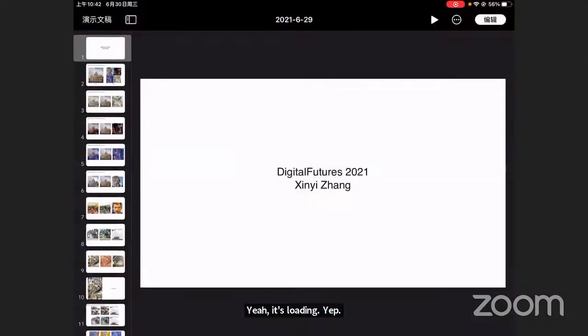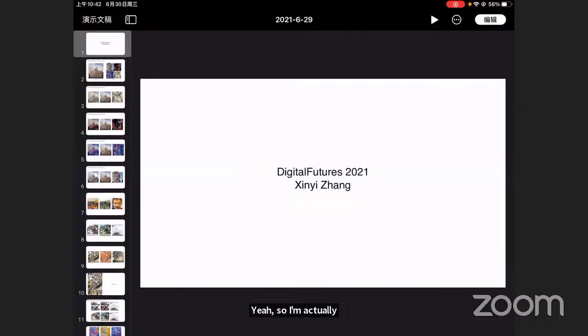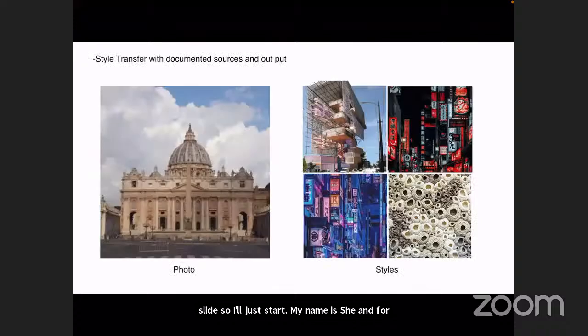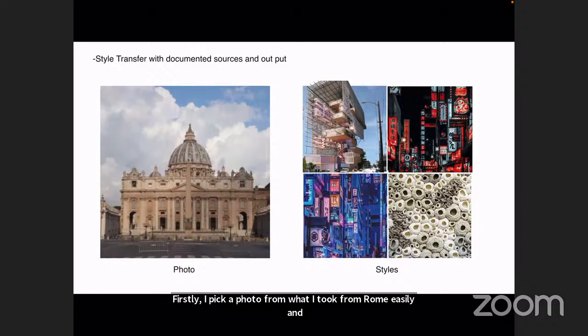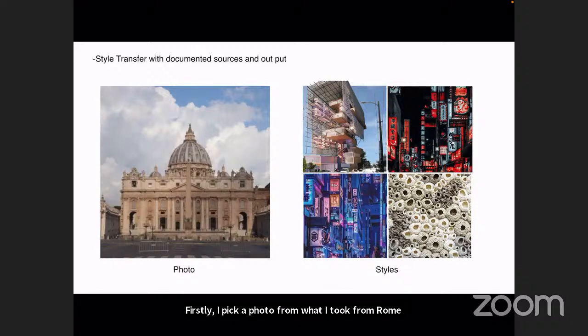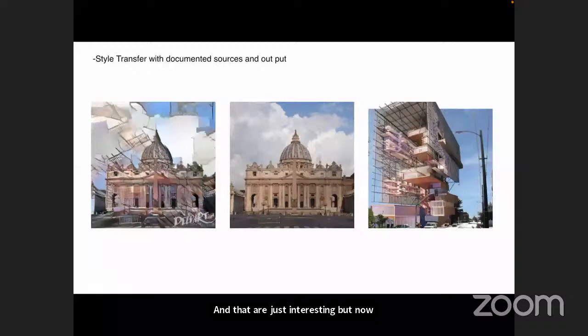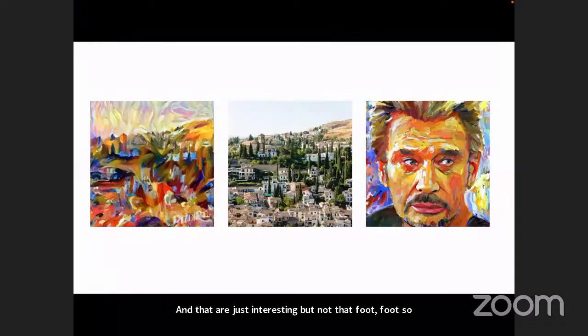So, actually, I put all the photos in the slide, so I will just start. My name is Xin Yi, and firstly, I picked a photo I took in Rome, Italy, and I chose some styles. It's just like the beginning of the trials, so I got something like this. And that's just interesting, but not that fruitful. So I just kept on trying something like this.